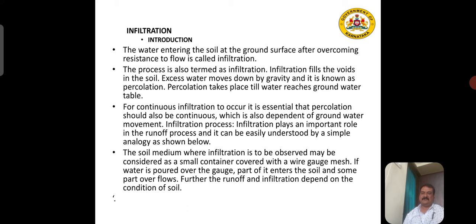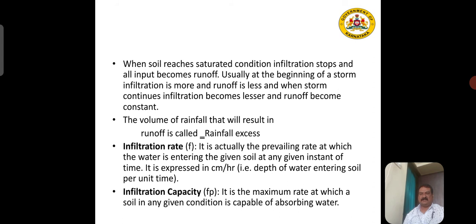Further, the runoff and infiltration depend on the condition of the soil. When the soil reaches saturated condition, infiltration stops and all input becomes runoff. Usually at the beginning of a storm, infiltration is more and runoff is less, and when the storm continues, infiltration becomes lesser and runoff becomes constant. The volume of rainfall that will result in runoff is called rainfall excess.